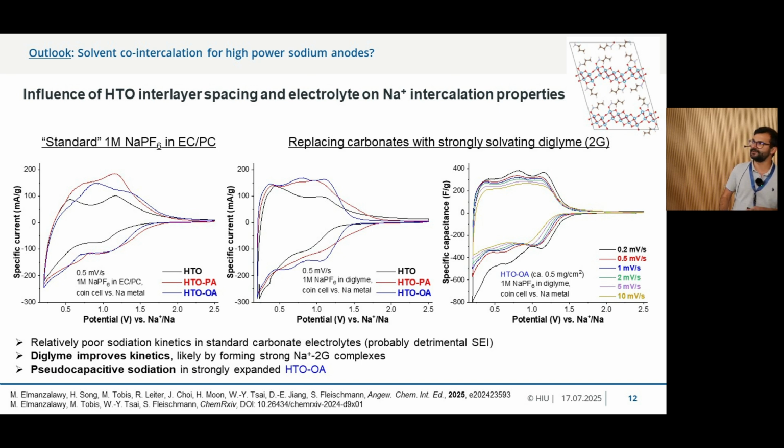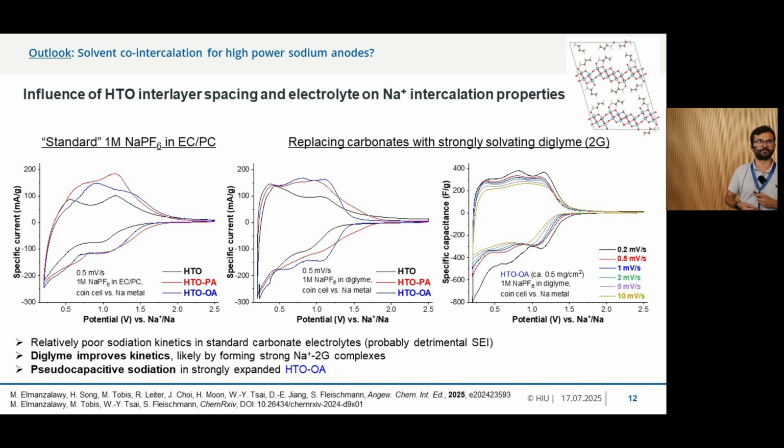But if we look at the CVs, they are not looking super reversible. We have, at quite a low rate already, a shift in the oxidation and reduction peaks. So okay, there is an effect, but it's probably not a high power anode. But now, luckily, I had a master student in my group, Samra, who has now taken on the challenge to look at various different electrolytes.